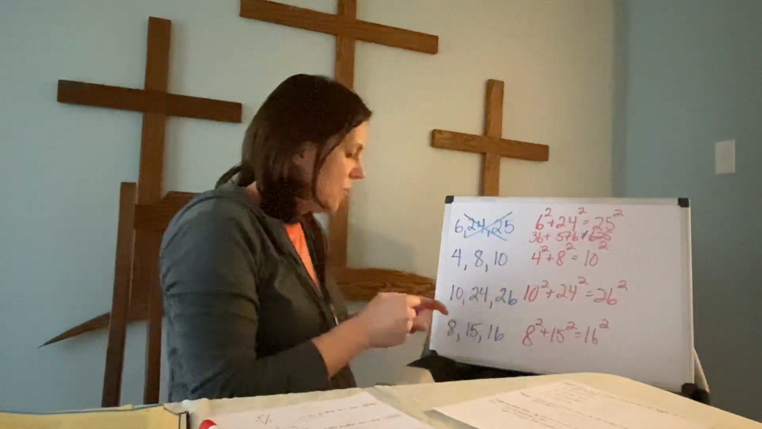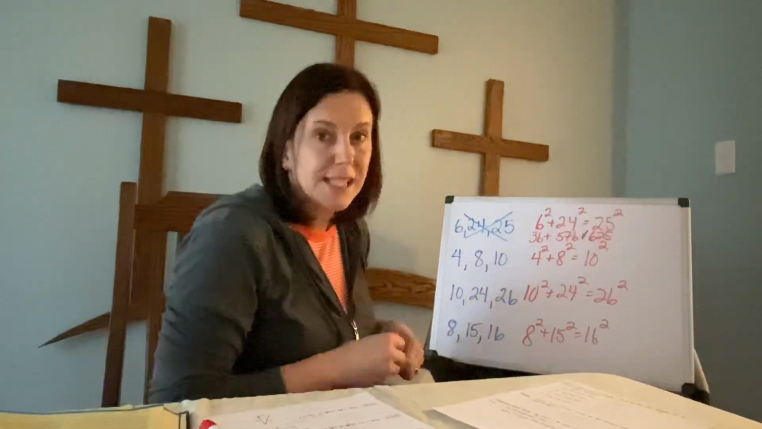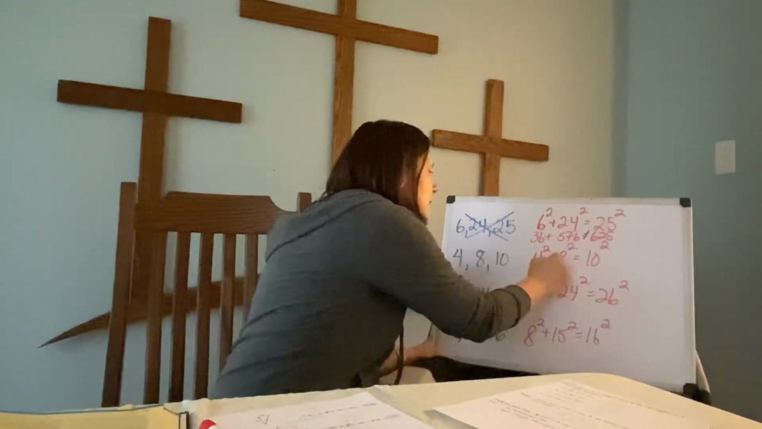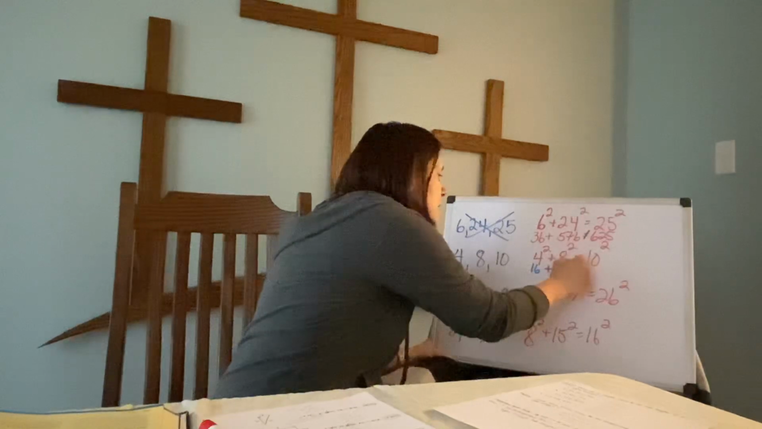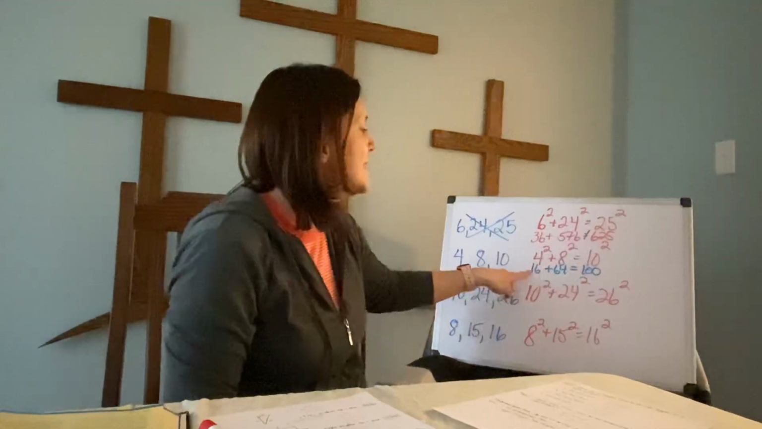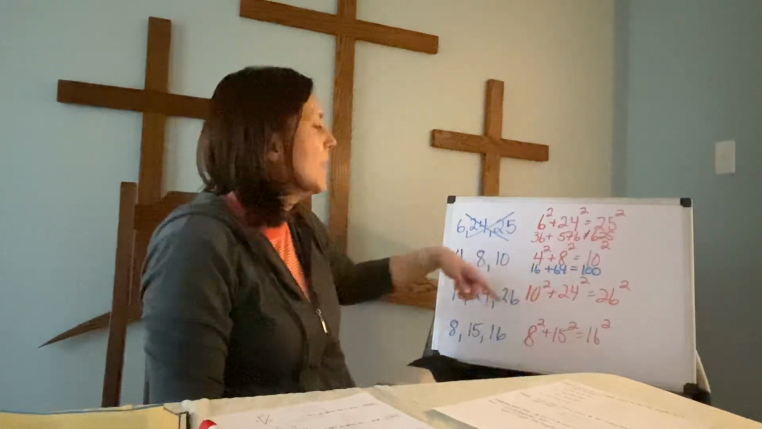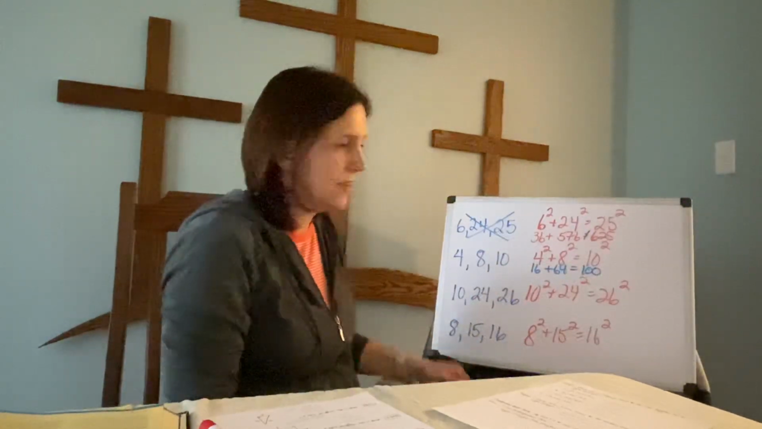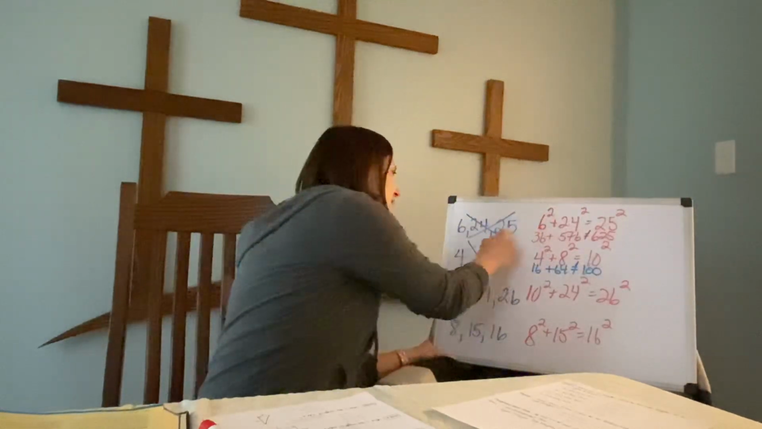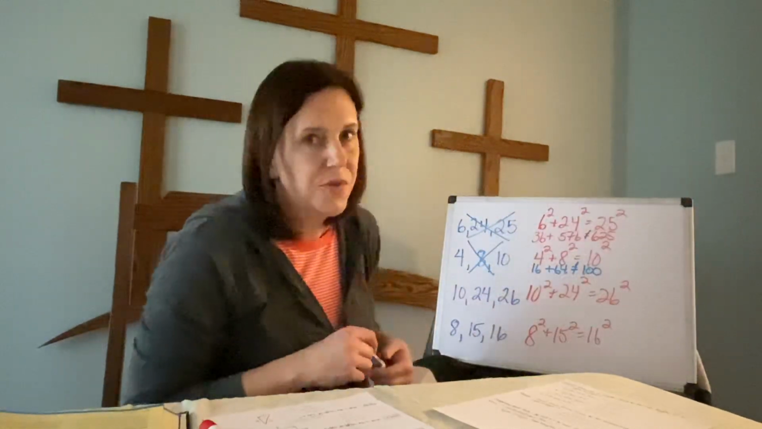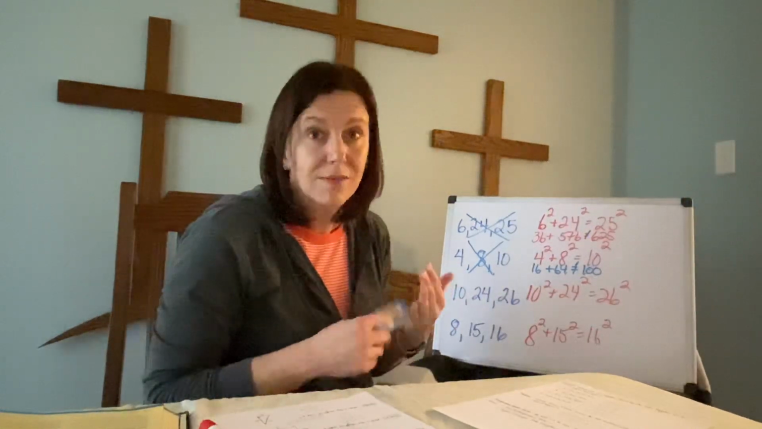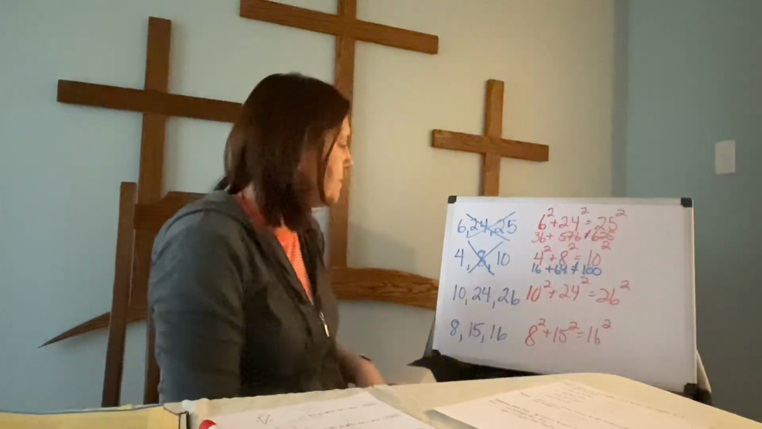Let's move on to the second one. 4 squared plus 8 squared equals 10 squared. Well, that's 16 plus 64 equals 100. Well, I know that 16 plus 64 equals 80, not 100. Not a true statement. That tells me that is not a right triangle. It can be a triangle. It's just not a right triangle.